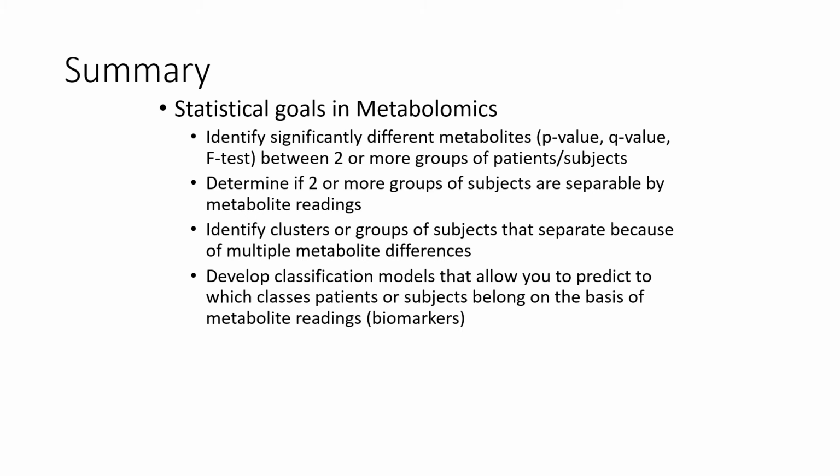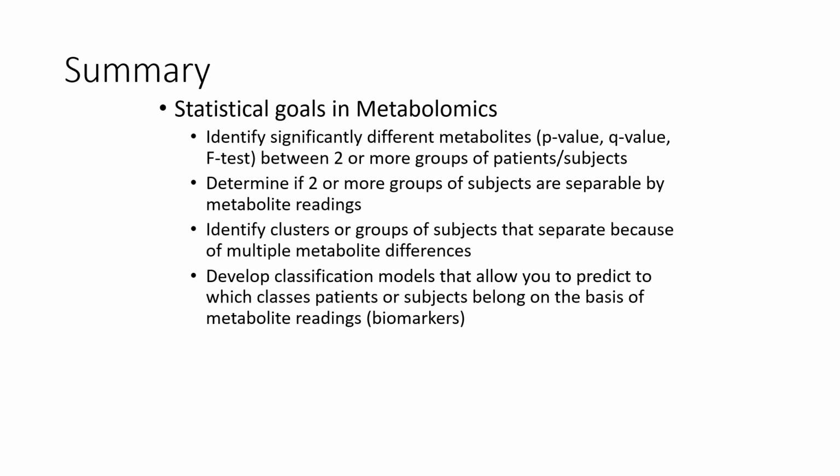Then from your data set, if you're looking at 2 or more groups or subjects, then you can see if these things are separable by metabolite readings. This is basically an assessment of, is metabolomics telling you anything about the biology of these 2 different cohorts? If you don't see any kind of separations, then it might suggest that the metabolomics is not what you want to use. If you are seeing striking separations, then this is certainly telling you that metabolomics has a lot of information.